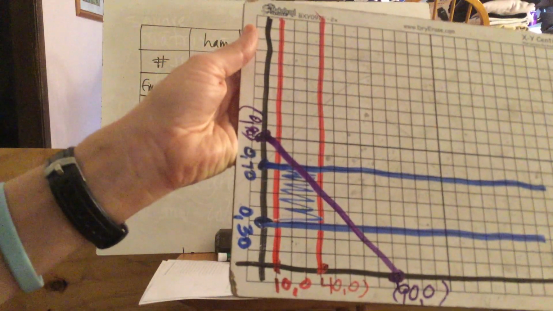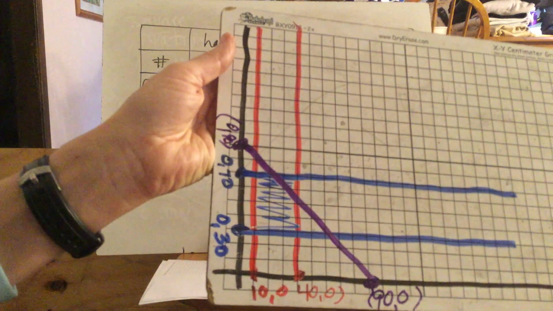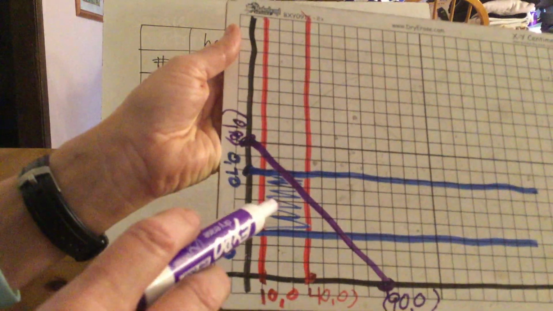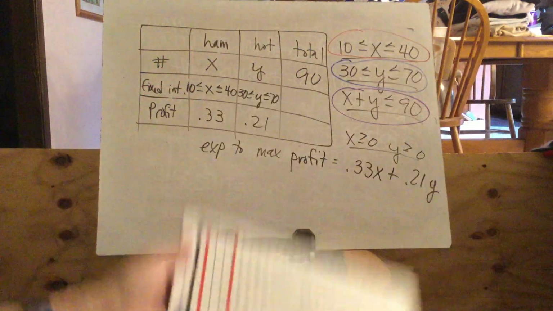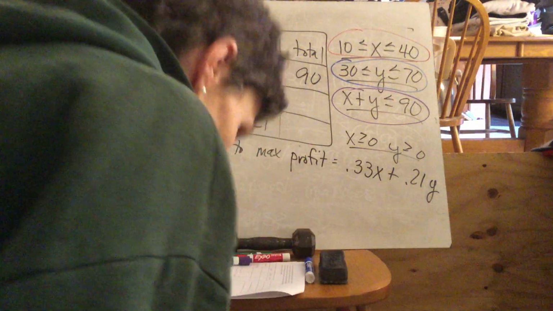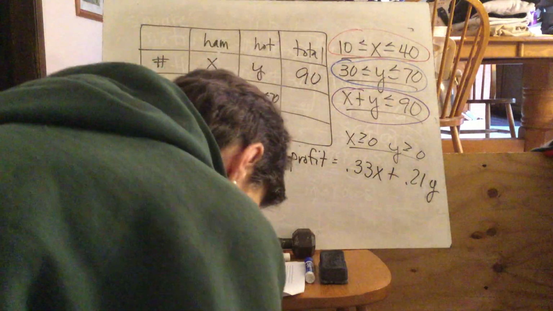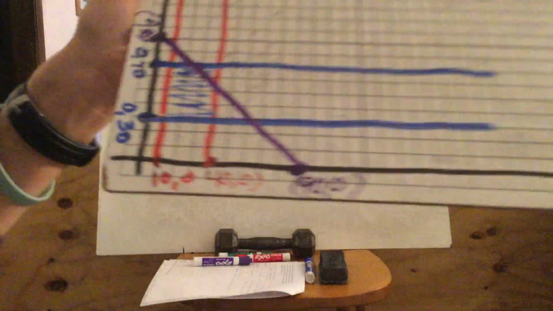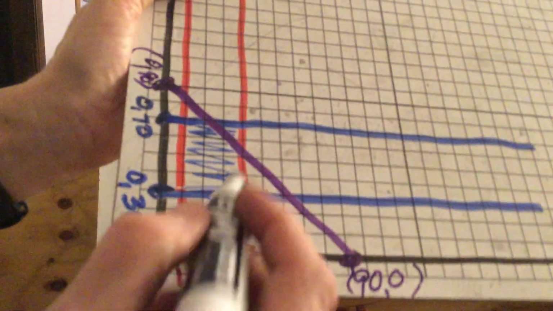And I'm shading below. So I am inside the box, but below the purple. So I'm going to get my black marker now. I'm inside the box, but below the purple.